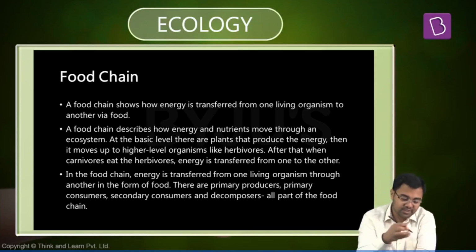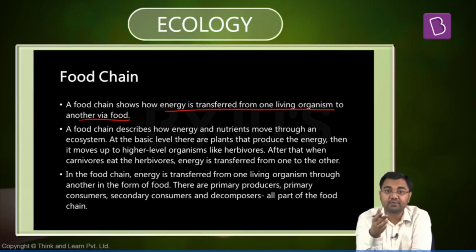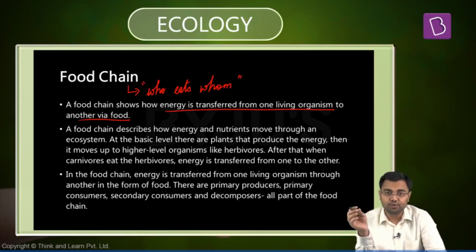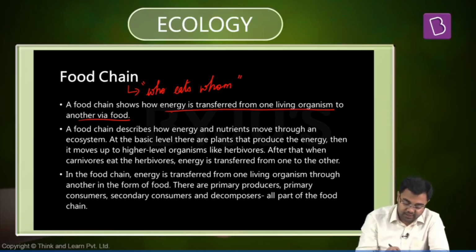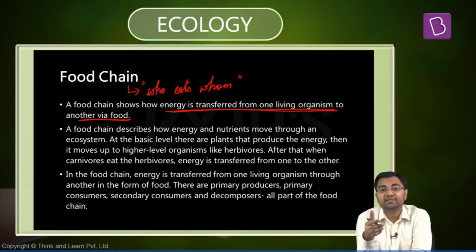Now this food chain basically shows how energy is transferred from one living organism to another via food. In simple words, it is depicted by who eats whom. It is the relationship of who eats whom, and that's why we are saying that energy is being transferred from one living organism to another via food. So it is very important for us to understand how the food chain works, so that we can know what are the important living organisms that make up the food chain and how exactly this entire ecosystem is balanced.